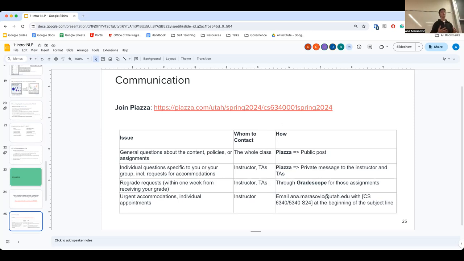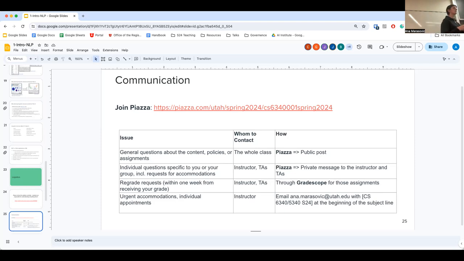If you have something that concerns you or a group of people you work with, then you can make a private post, and please share it with both the TAs and me. If you share it with TAs, the chance of getting a response faster is more likely. Any kinds of regrade requests should be done within 1 week from getting the grade. And because we are going to submit everything through Gradescope, you're also going to submit your requests for regrading in Gradescope. If you have any urgent accommodations, anything that's really personal, then reach out to me via email.